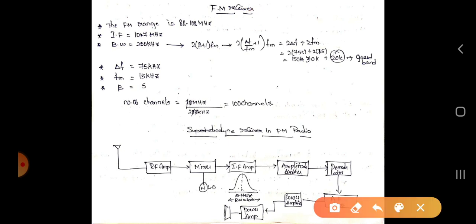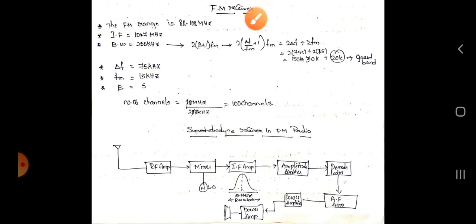I have told you that the superheterodyne receiver of FM radio is similar to that of AM, except that an amplitude limiter is present. But in AM we cannot use an amplitude limiter. Why? Because in AM the signal itself is stored in the variation of the amplitude, so we are not able to use the amplitude limiter in AM radio. This is about FM radio.